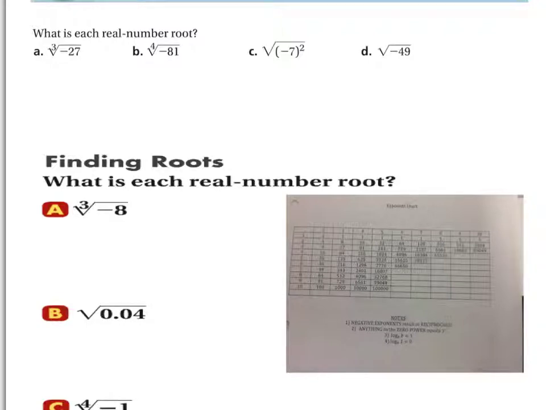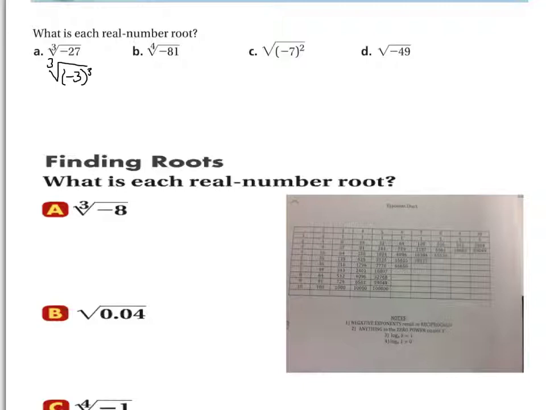Now the first one is the cube root of negative 27. The question I want to ask myself is, what to the third power is 27? So I'm going to go on my chart and look for the number 27, which happens to be here. 3 to the third power is 27. So I'm going to break that down. This is the cube root of, in this case, negative 3, because the number is negative to the third power.